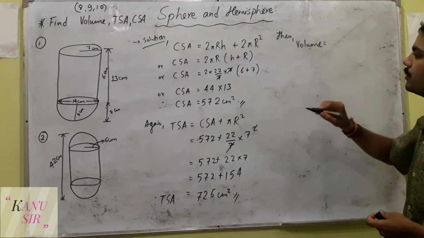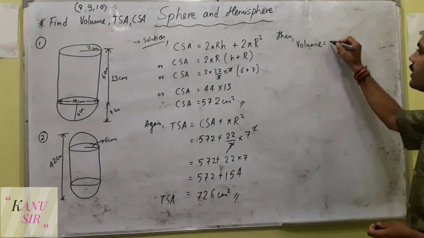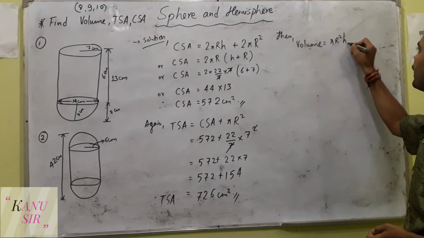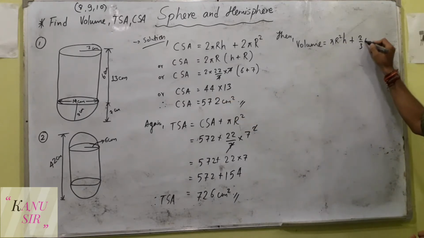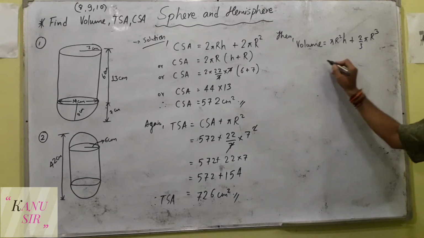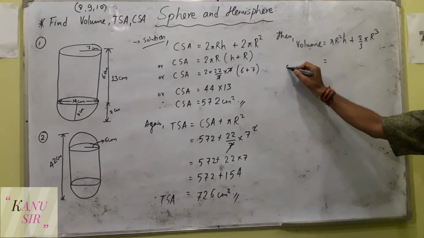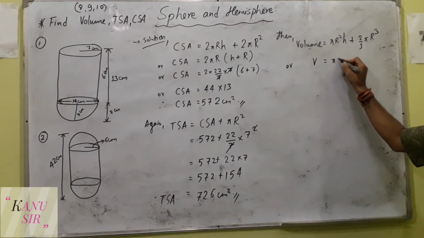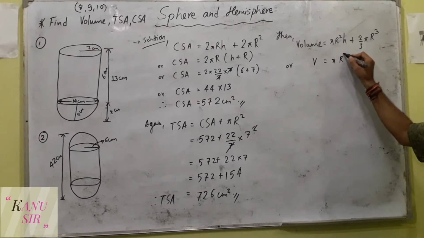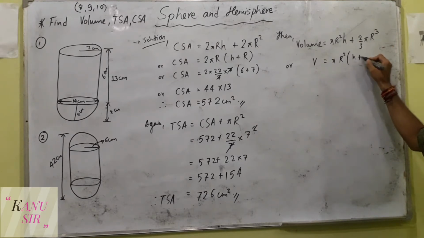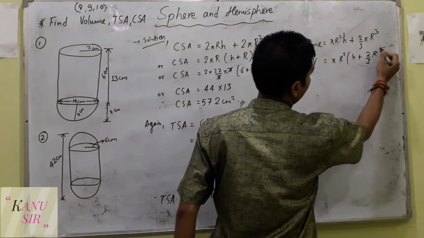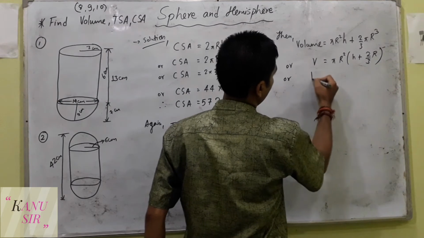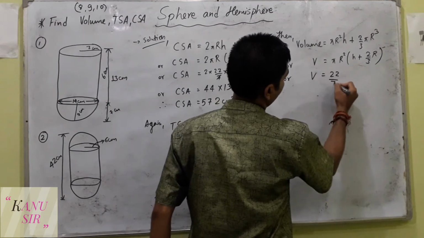So here in the volume, we have to write the volume of cylinder, that is pi r square h, and the volume of hemisphere is 2 upon 3 pi r cube. Here also you can take the common, like pi r square, and r square is taken common, you will get h plus 2 upon 3 r, or volume V equals to 22 by 7.